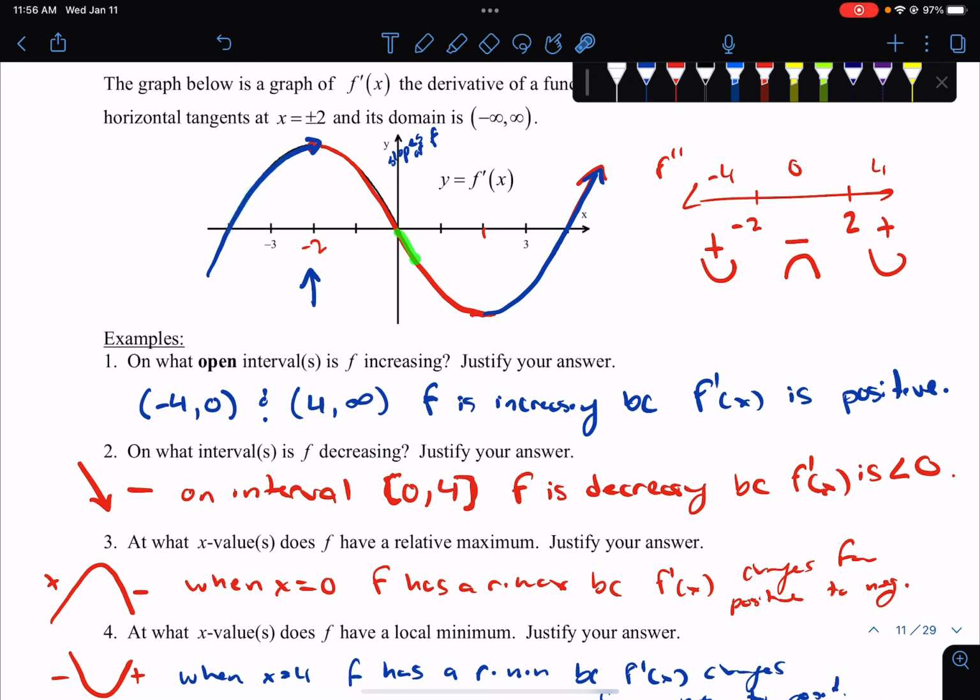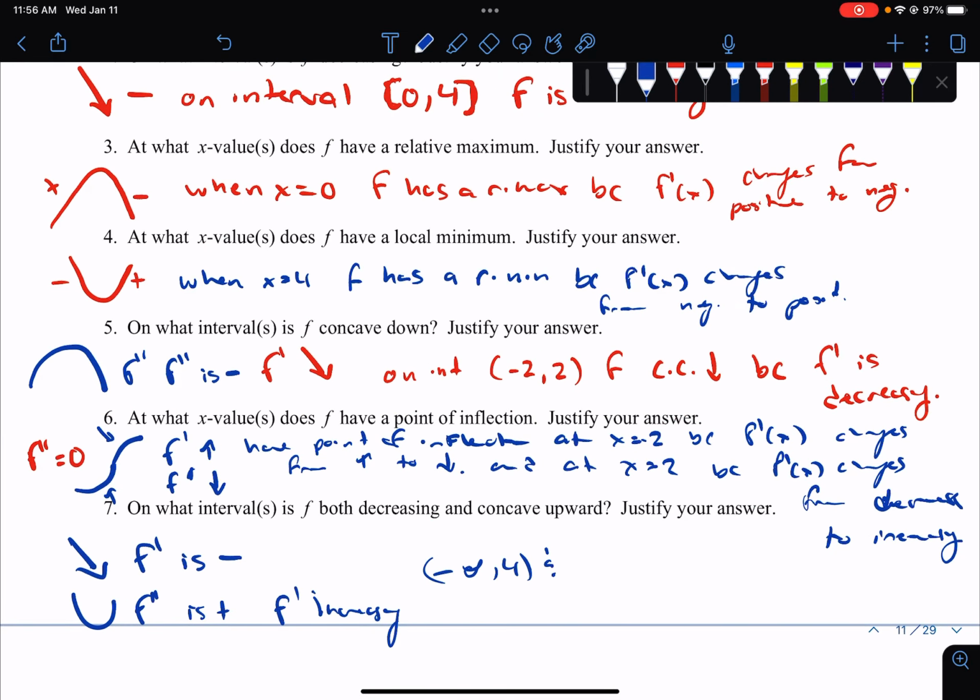Now f prime is positive, positive, positive, positive. Now it's back to decreasing, or negative values, but I'm decreasing until I get to 2. And then at 2, I'm increasing and I'm negative until I get to the value 4. So from 2 to 4, f prime is negative, but it's increasing. So let's add that. From 2 to 4, because f prime of x is negative and f prime of x is increasing.